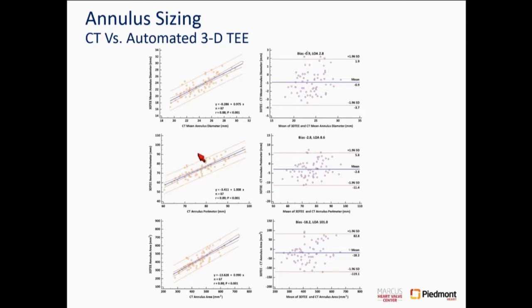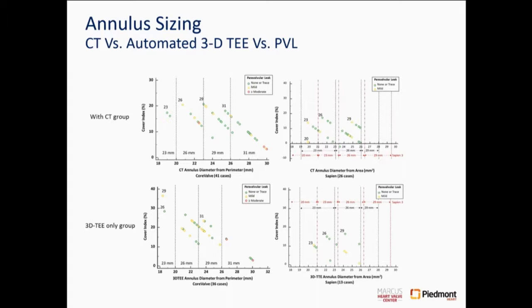But what about those patients who can only have 3D TEE? What would be a good way to look at the efficacy in those patients, because they don't have a CT? So we looked at PVL as an outcome in these patients who had both CT and 3D TEE and 3D TEE only. The data here is for those patients who had CT and 3D TEE.